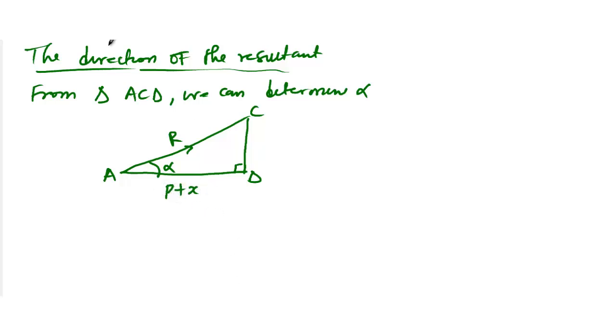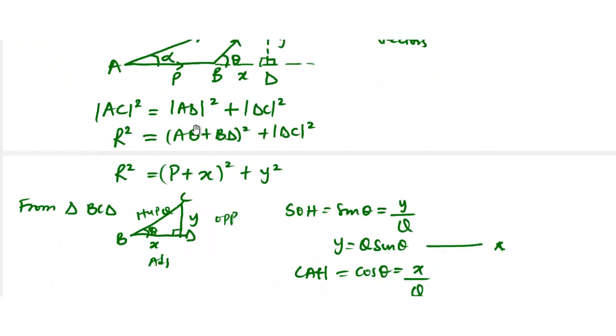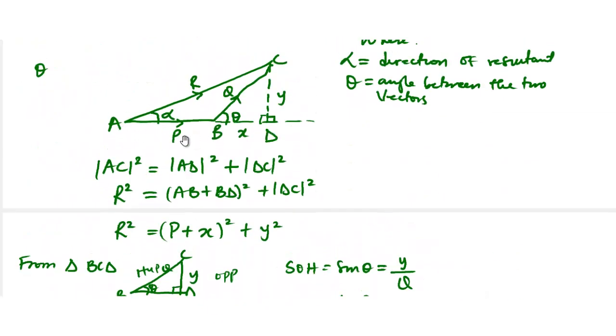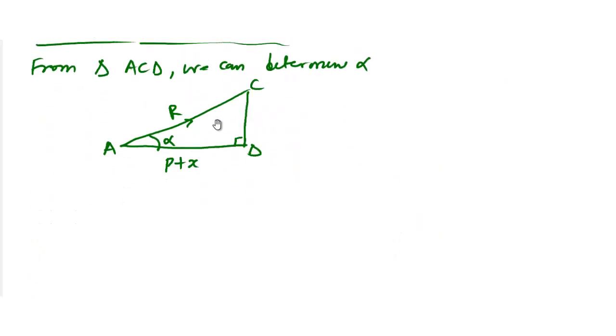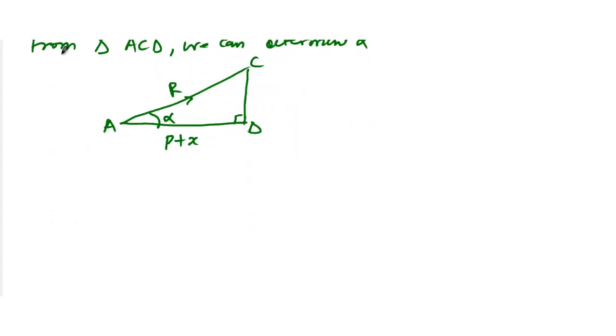Let me just scroll up a bit in case you did not jot it. AD is the summation of P plus X, and CD is Y, and AC is R. So that is very important to know. So we have that AD is P plus X, then CD is Y. So if alpha is our reference angle in this case, this is our opposite. This is hypotenuse. Hypotenuse is the side facing the right angle, while the adjacent is the other side.